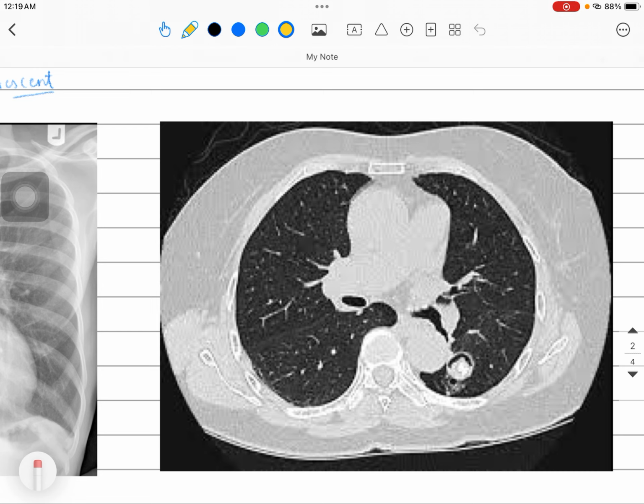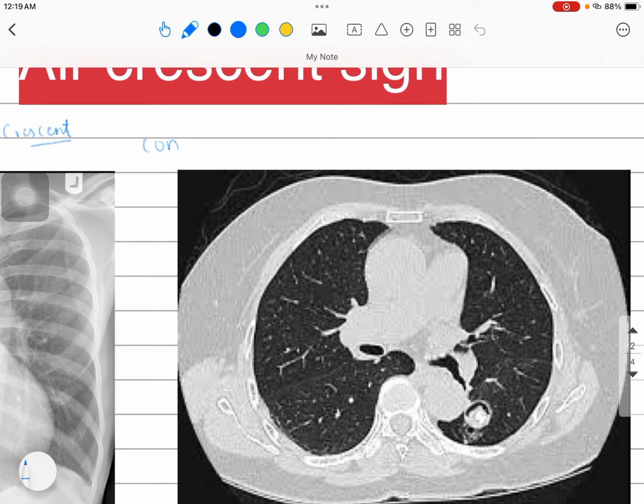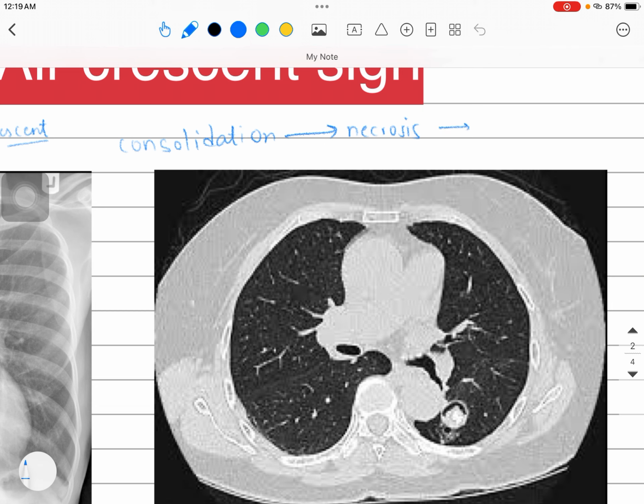I will give you an example. First of all, usually there is a consolidation, right? This consolidation will further develop necrosis, and then that necrotic tissue will be invaded by the leukocytes, or your WBCs, and then it will be replaced by the air, and that's how we get the air crescent sign. So when there is the soft tissue mass, and the necrosis is getting replaced by air, that is the air crescent sign. When you see the air crescent sign in a patient, it is a good marker of the immune system of that particular patient. It means the patient is recovering.